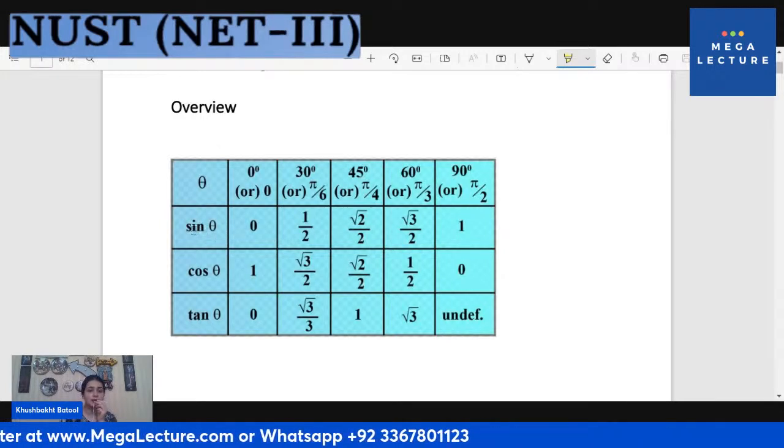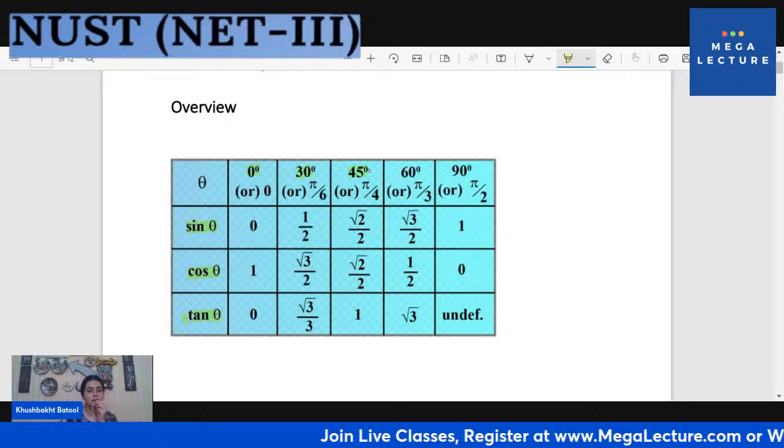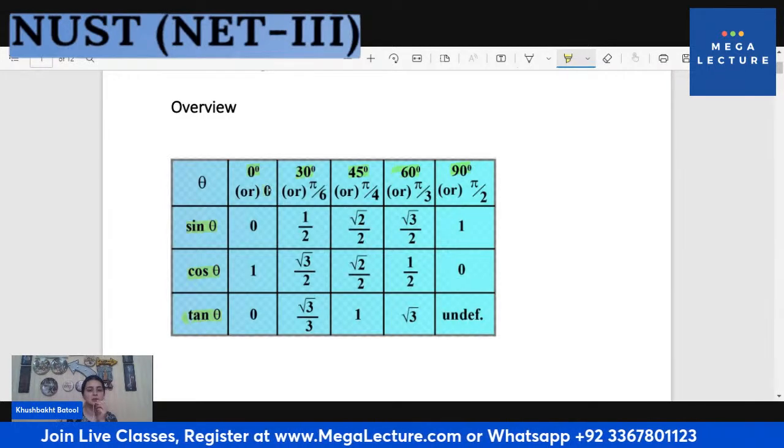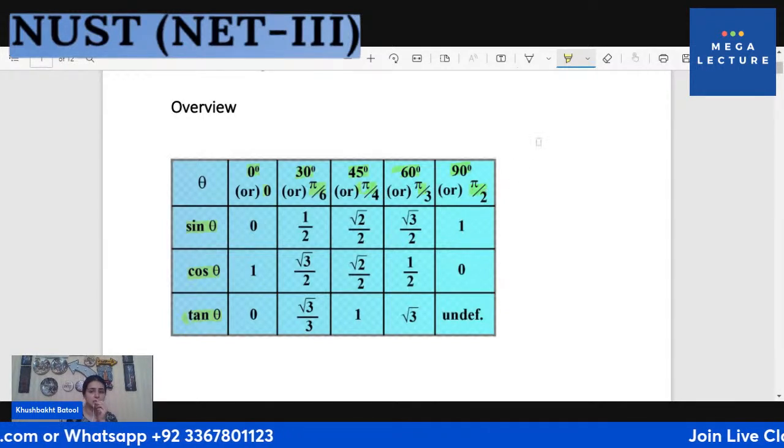You need to memorize the values of sine, cos, and tan on different angles like 0 degrees, 30 degrees, 45 degrees, 60 degrees, 90 degrees, or 0 radians, pi by 6 radians, pi by 4 radians, pi by 3 radians, or pi by 2 radians.